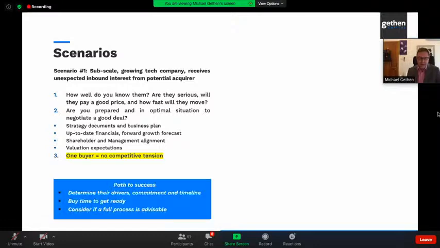So the pathway to success is an interesting one. So the first thing is you've really got to qualify. Is that potential buyer, are they serious? Why do they want to buy my company? What is their commitment and their timeline? The critical thing that you've got to be able to do is buy time to get ready. If this is the deal that you think potentially you can do, you need to scramble and get ready. And there's high risk in that. And many times in this situation, a deal will never happen.